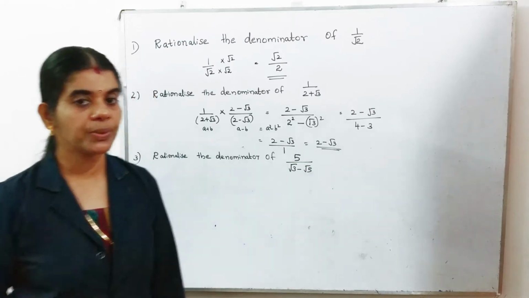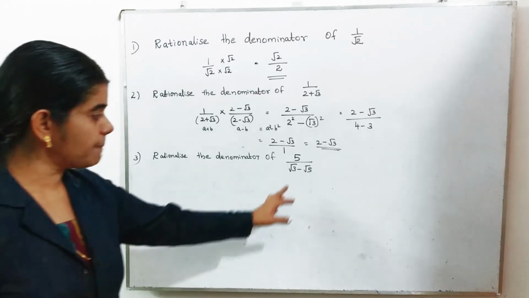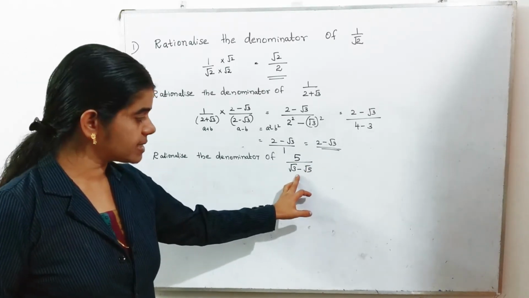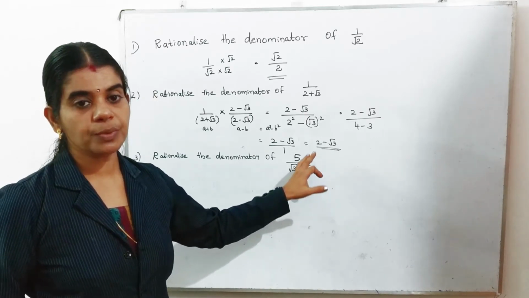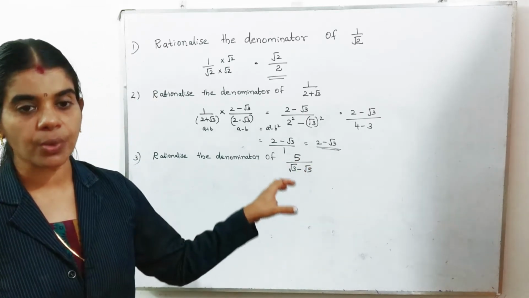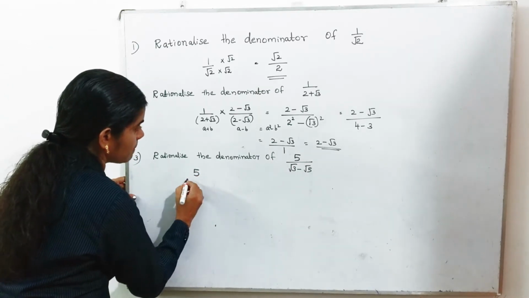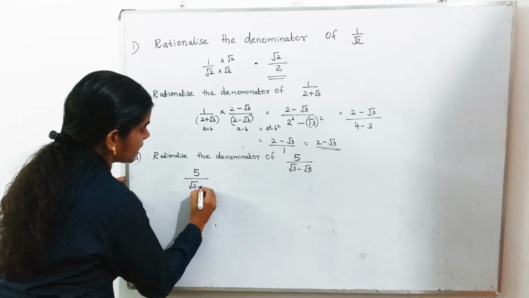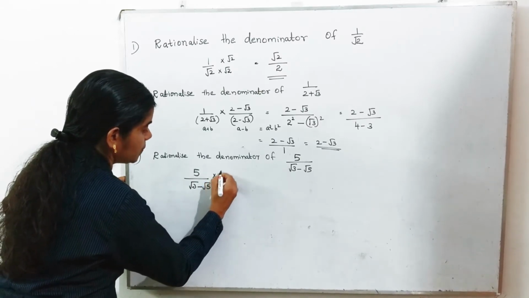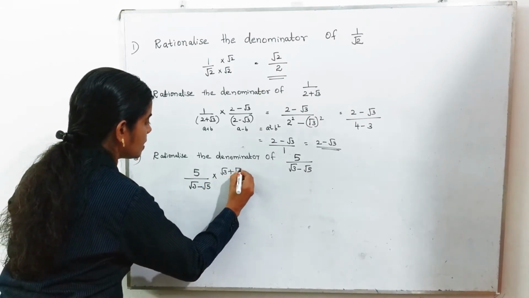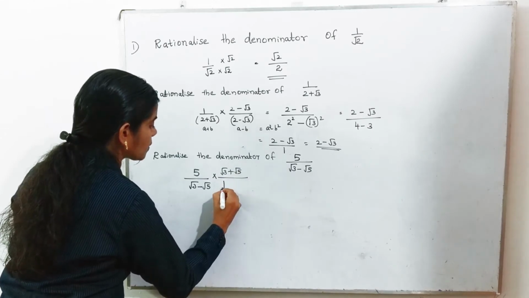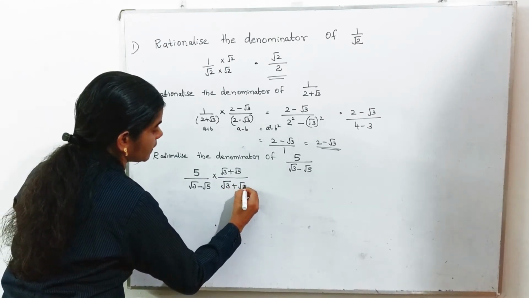Then which number do you want to use to multiply? Root 3 plus root 5. Here a minus sign is there in the denominator. Therefore, we want to use root 3 plus root 5. Both numerator and denominator we want to multiply. 5 by root 3 minus root 5 into root 3 plus root 5 by root 3 plus root 5.